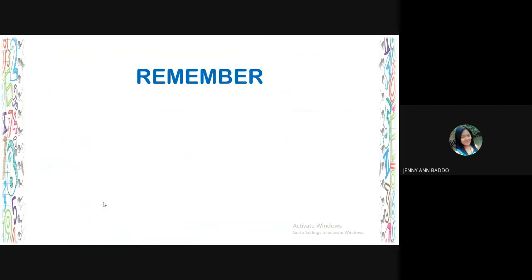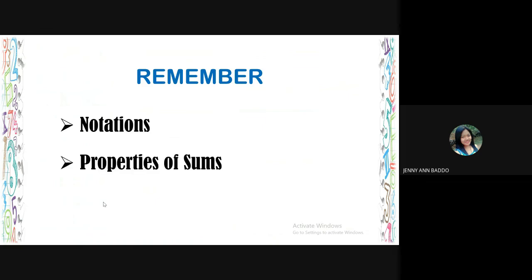But before we end this video, remember that notation is used to simplify and avoid complicated and long formulas in statistical computations. And there are 7 properties of sums. First is the sum of the product of a constant and a variable. Second, sum of a constant. Third, summation of a sum. Fourth, summation of a variable and a constant. Fifth, summation of the squares of variables. Sixth, square of the sum of variables. And last, the sum of a product.